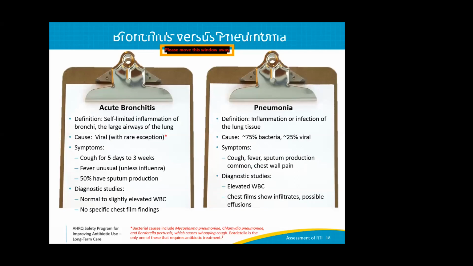So just to review, stepping away from the case of Jonas for a little bit, to review some of the similarities and differences between acute bronchitis and pneumonia. It can be very challenging to differentiate between these two syndromes, particularly in elderly patients. So bronchitis, again, is a virtually always self-limited inflammation of the large airways in the lung, the bronchi, as opposed to pneumonia, which is inflammation or infection of the lung tissue, often does require some sort of treatment intervention in order to resolve.